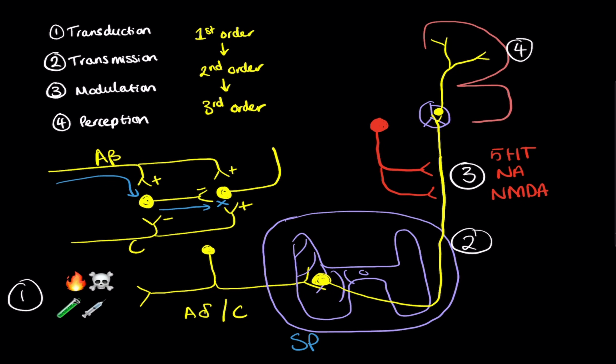Finally, at the level of the third order neuron, or within the brain, you have the pain matrix. The pain matrix is a series of interconnected centres that modulate the pain signal. It's not important to know all the centres, but a few of note are the amygdala, the anterior cingulate cortex, and the prefrontal cortex. As a side note, the amygdala is what provides the emotional component to the pain experience.